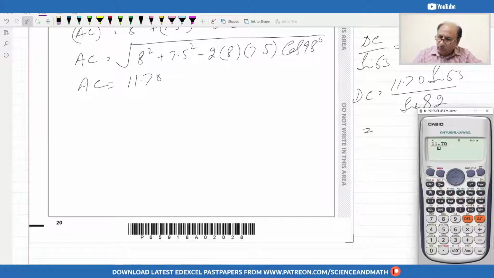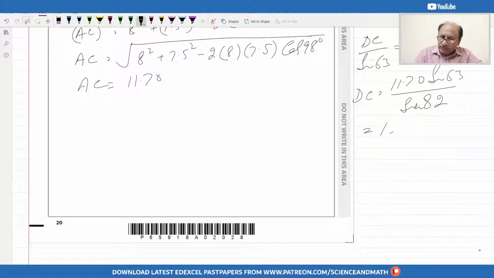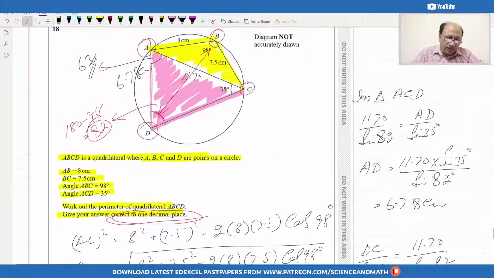11.70 times sine of 63 degrees over sine of 82 degrees, and this results in 10.53 centimeters. So we got all the measurements. 10.53 will be this one.